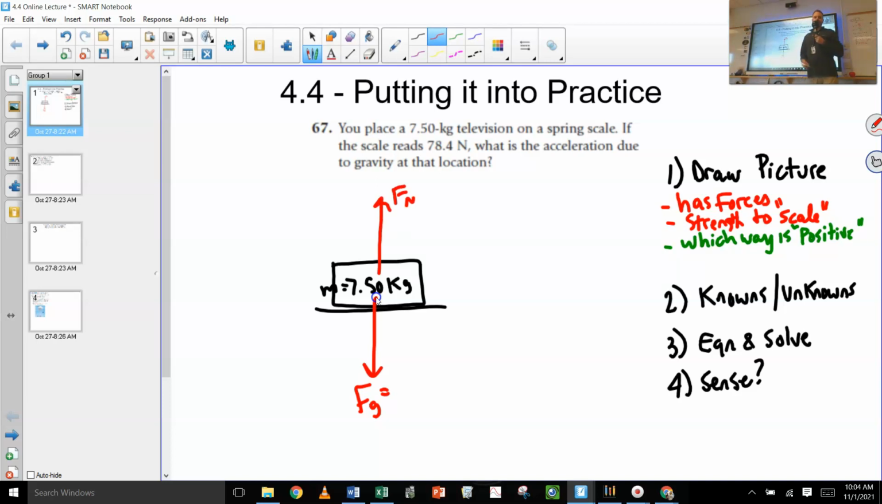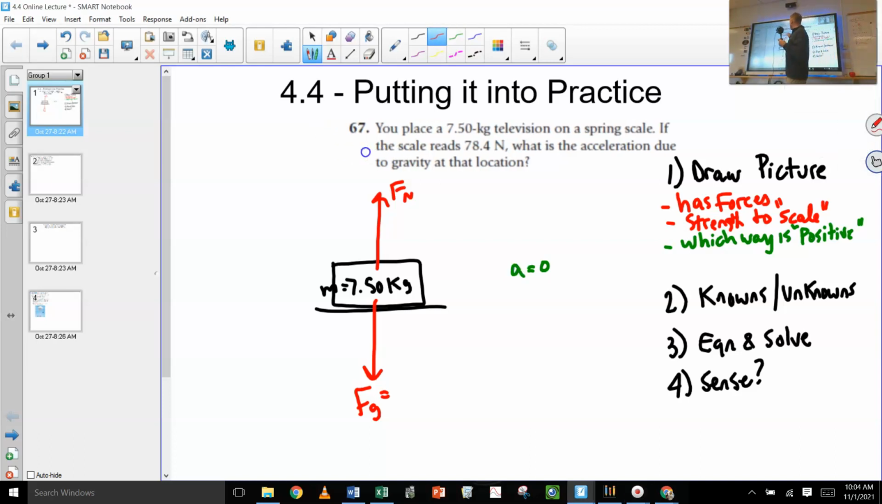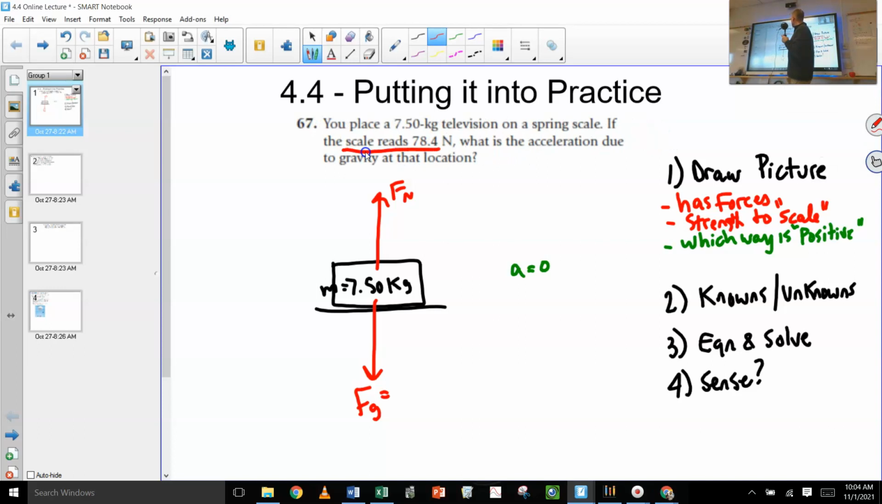And these two things, since it's on a scale and it's not accelerating, and a lot of times I'll put acceleration in green, there's no acceleration right now. So that tells me that these two forces, this upward force and this downward force, those are equal and opposite. So what they're telling me is the scale reads the normal force, and that's a big idea.